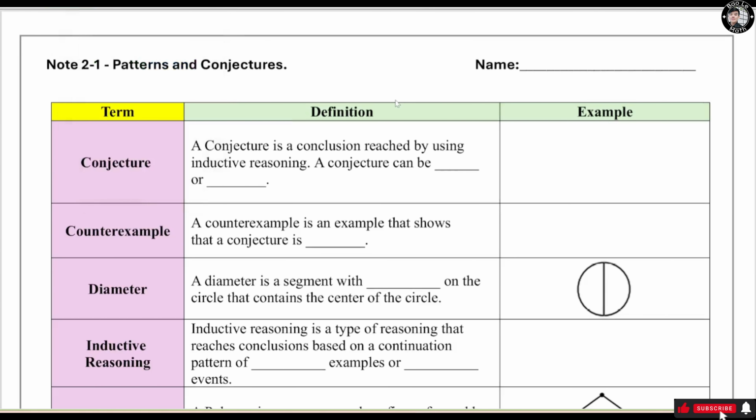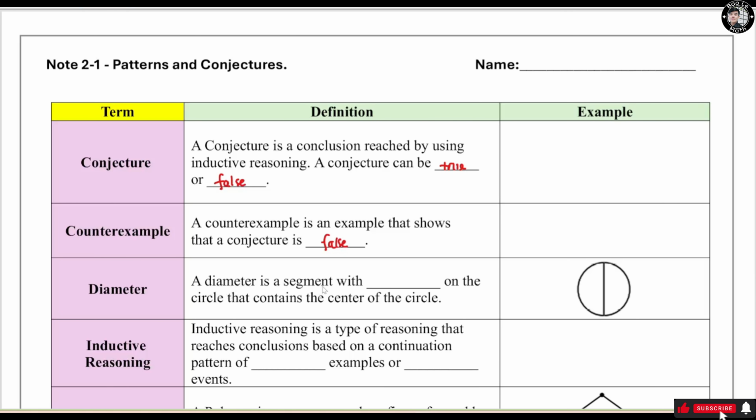Hello everyone, in this video we're going to explore the topic patterns and conjectures. Now, conjecture is a conclusion reached by using inductive reasoning. A conjecture can be true or false. Counterexample is an example that shows that a conjecture is false.